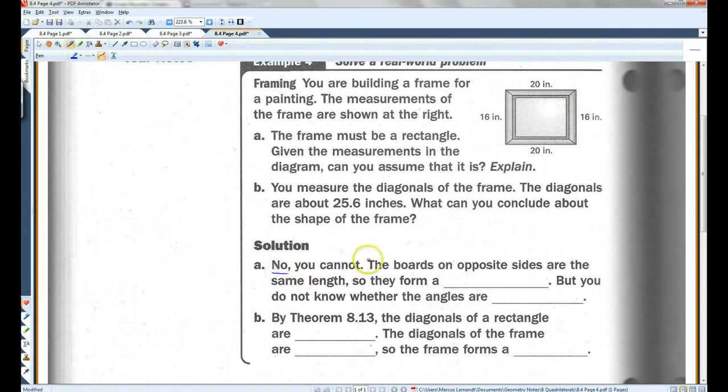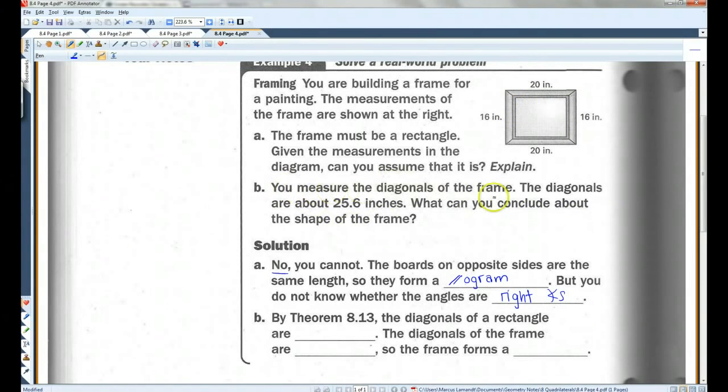No, it doesn't. The boards on opposite sides are the same length, so they form a parallelogram. But you don't know whether the angles are right angles. Even though this looks like a rectangle, you could slant it. Like if you were to slide the top over this way, or slide the bottom over this way and slant it, the sides would still be congruent. So unless you know that these are right angles, you cannot assume that it's a rectangle.